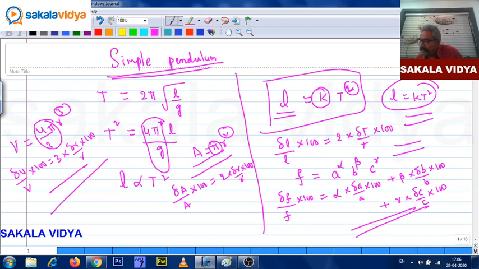In degree, simple pendulum errors and calculations are there, sir. Okay, exactly. Yes, in simple pendulum actually we do the experiment also in degree. So, we draw the graph for L is equal to T square also.